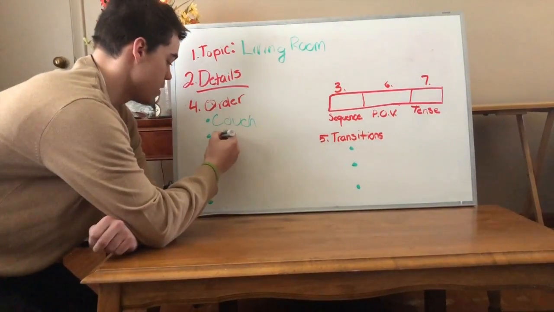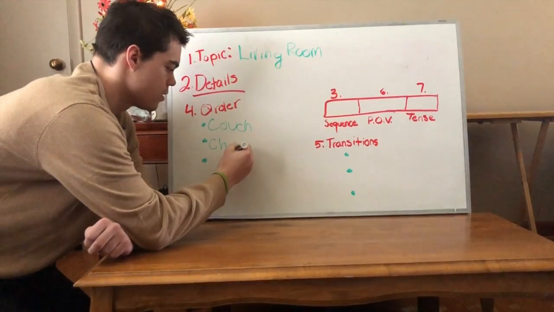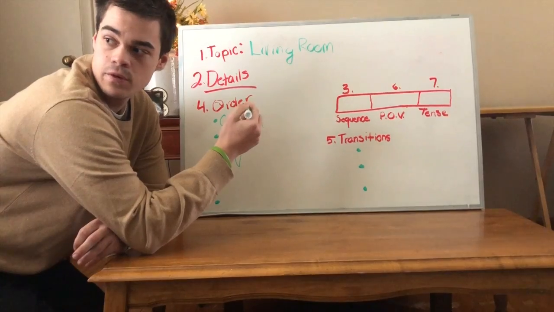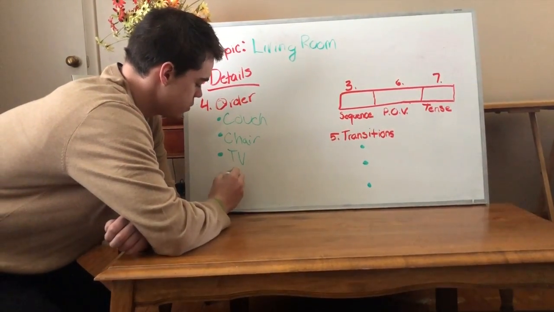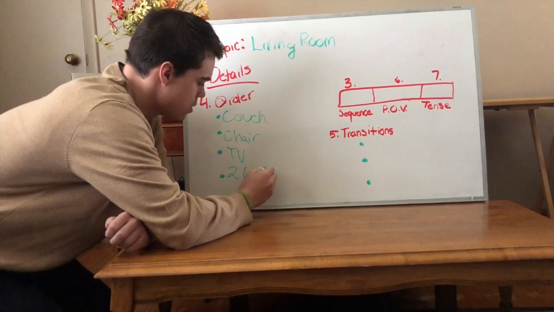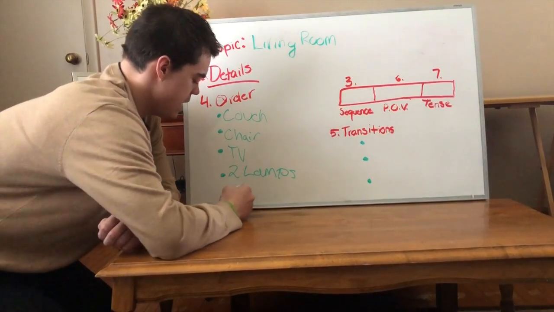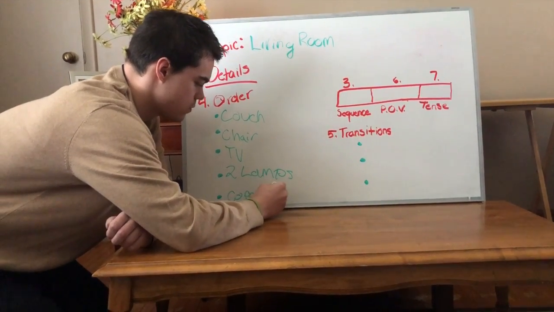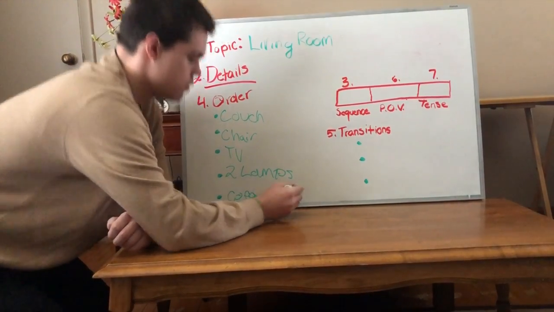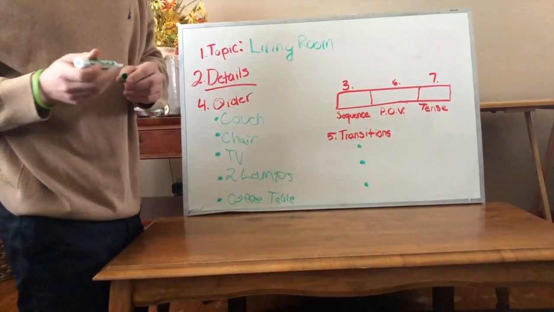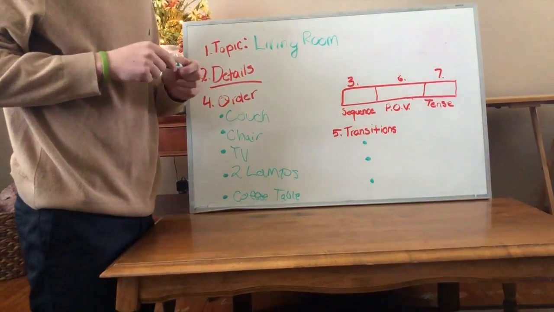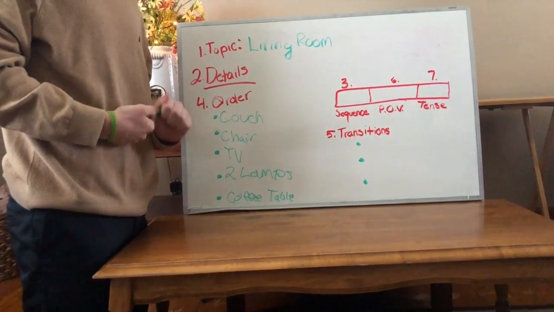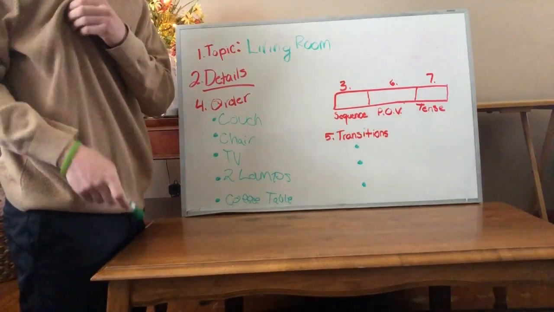And then I have a chair, a TV. What else do I have? We have 2 lamps and a coffee table. So some examples maybe in your room would be a computer, a desk, a wheelie chair, your bed, TV, maybe a PlayStation, an Xbox, maybe some dolls, maybe a chair.